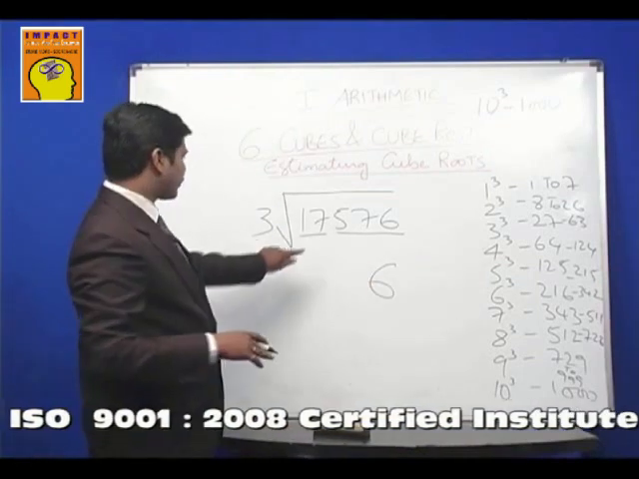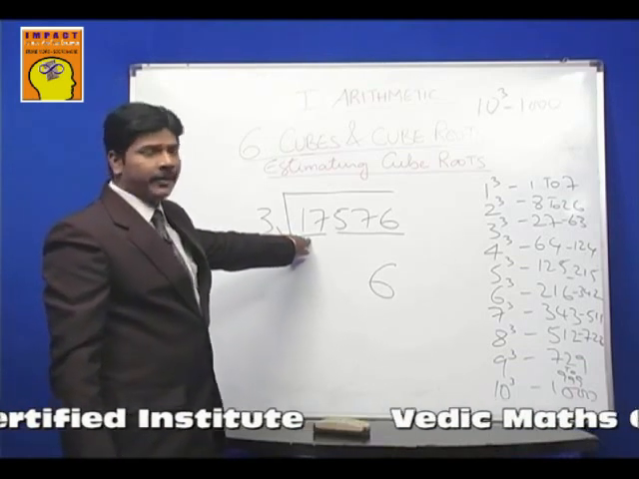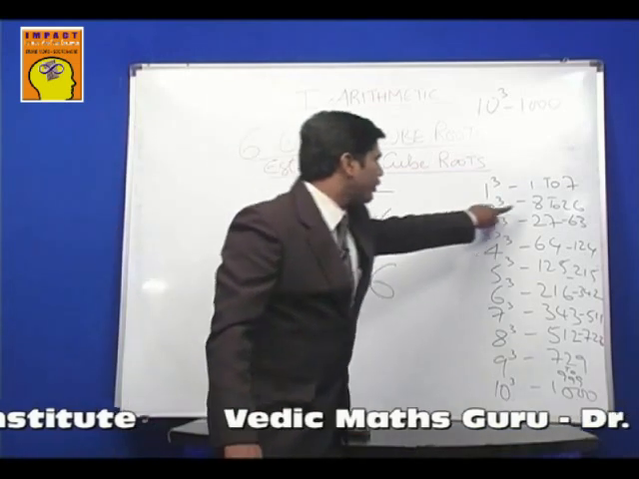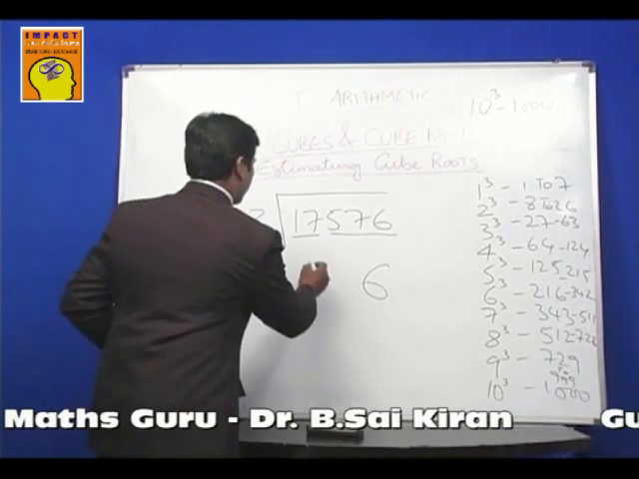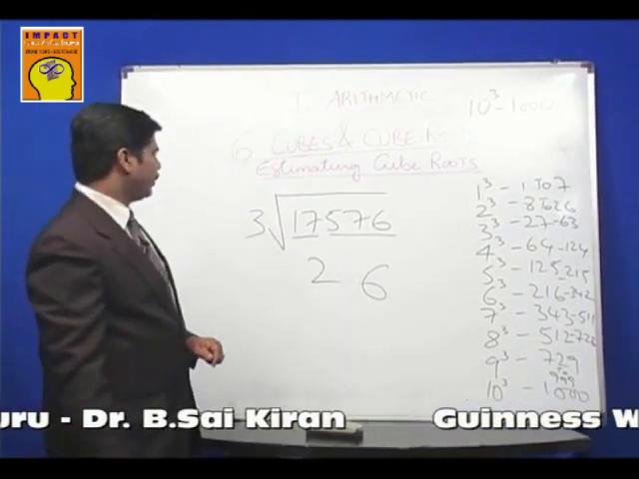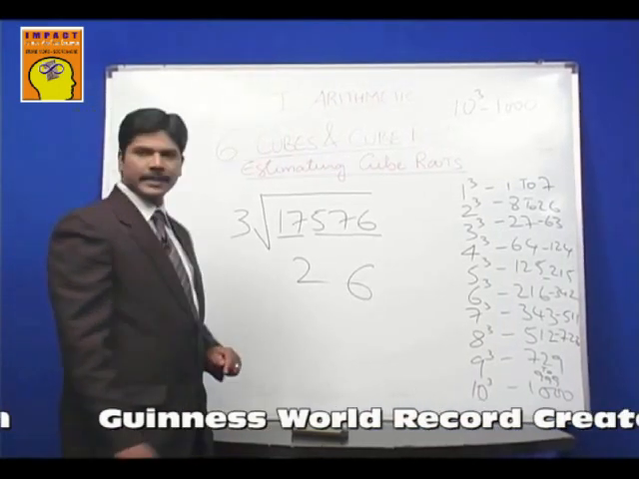Now come to the extreme left number. The number is 17 there. What is the cube root of 17? Check out here. All numbers from 8 to 26, the cube root is 2. So write 2 here, and that's the final answer. So the cube root of 17576 is 26.